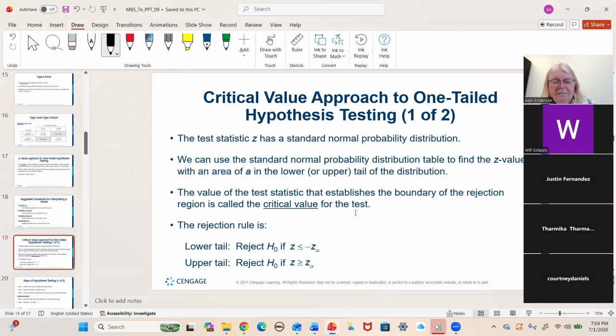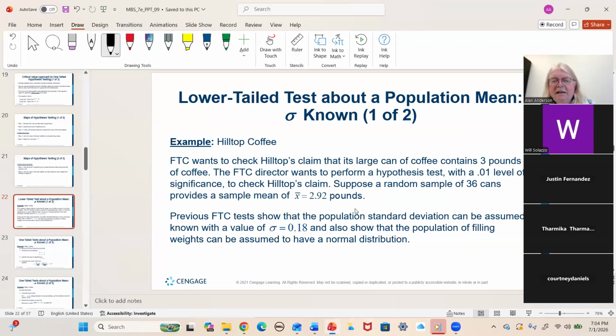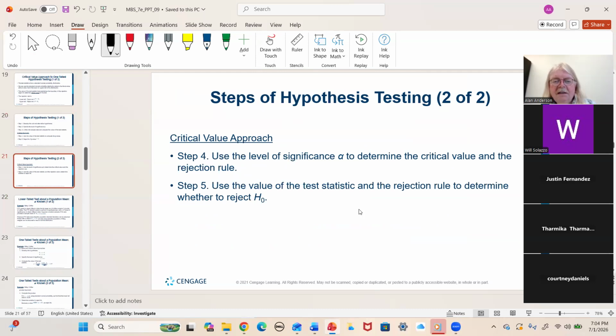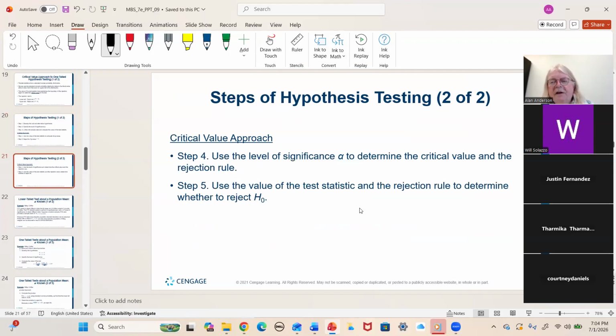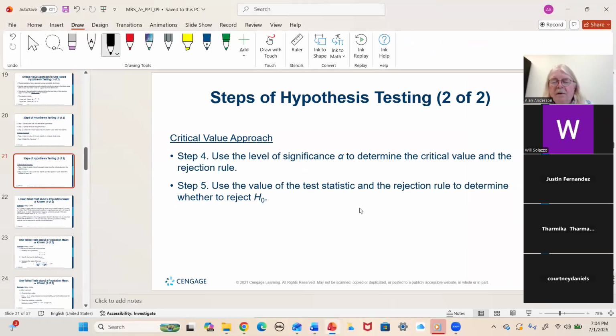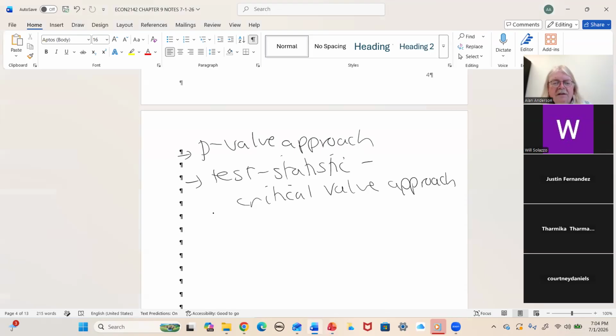Now they're going to gather all this stuff together, and we can see that it is a procedure that follows these steps. What they've done is that the first three steps do not depend on whether you're using the p-value approach or the critical value approach, as they call it. So we'll look at them both together. The first thing we do in each case is, of course, the null and the alternative hypothesis.